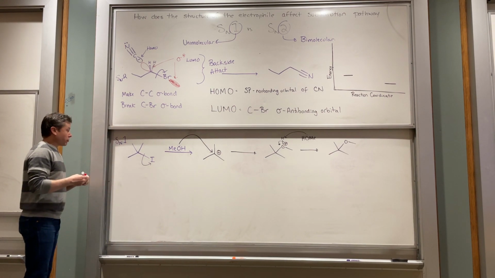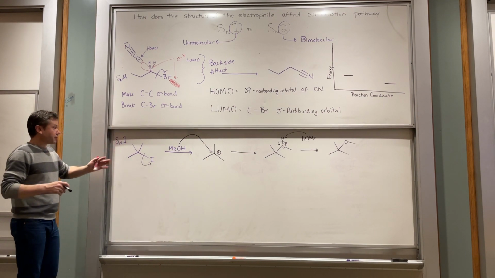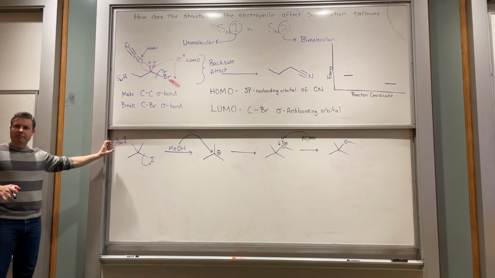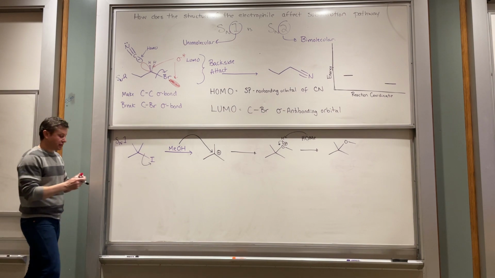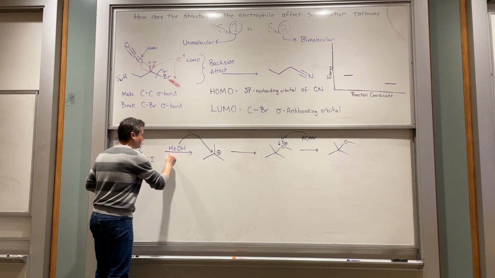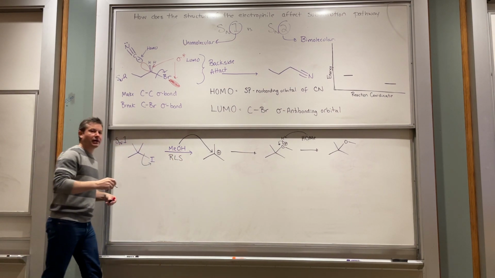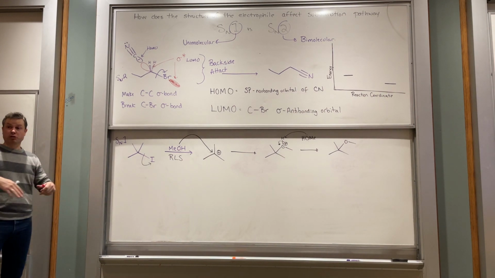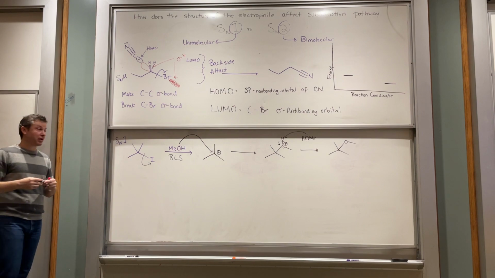Okay. Let's talk about orbitals, all right? First step, it's just the electrophile, right? This is what makes this an SN1 reaction. This is the rate limiting step of the reaction. Right? And we're not going to really talk about the orbitals involved in this rate limiting step because we're just breaking a bond. We're not making any bonds.